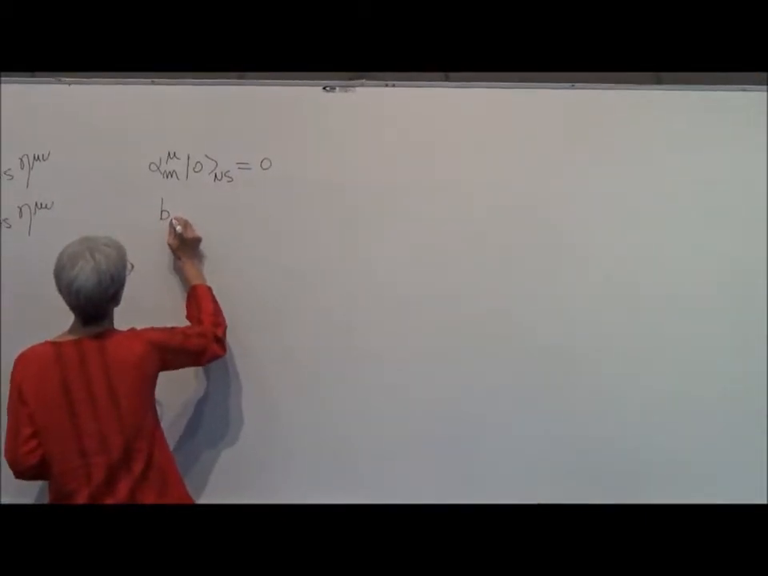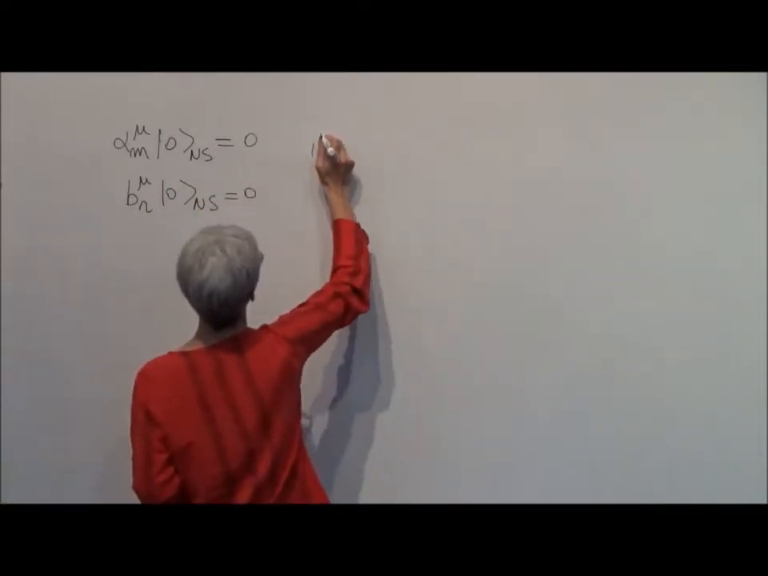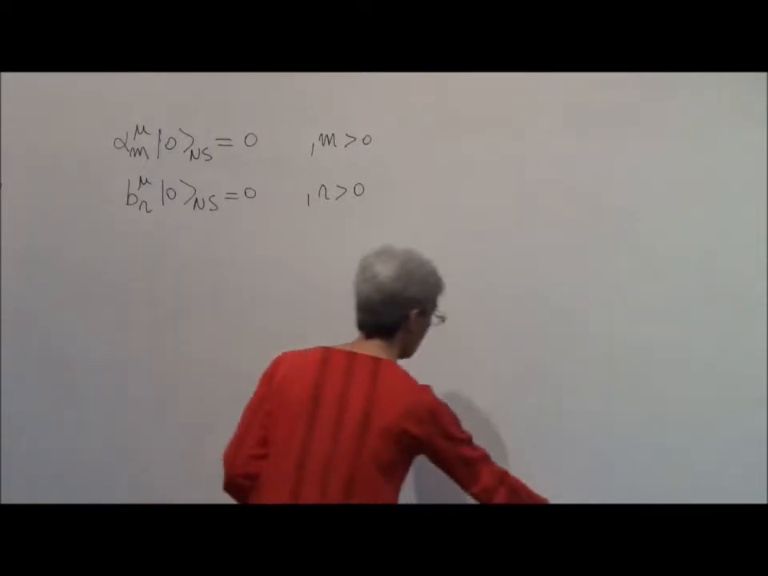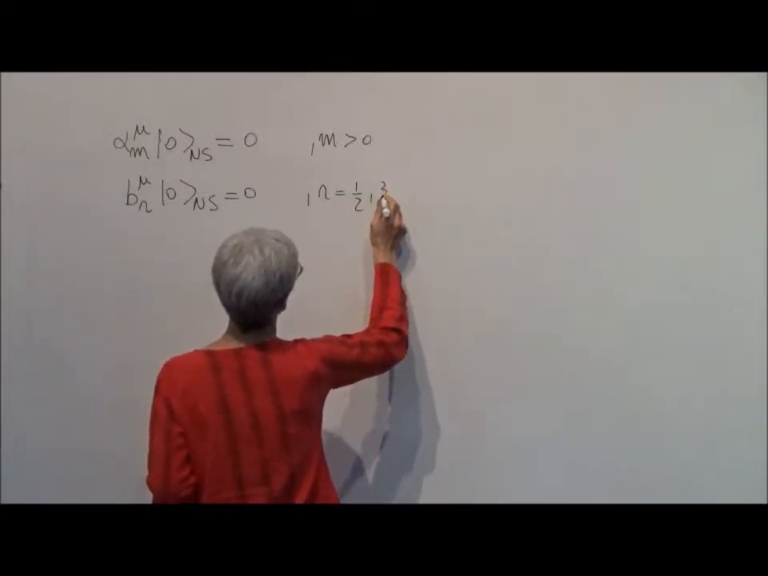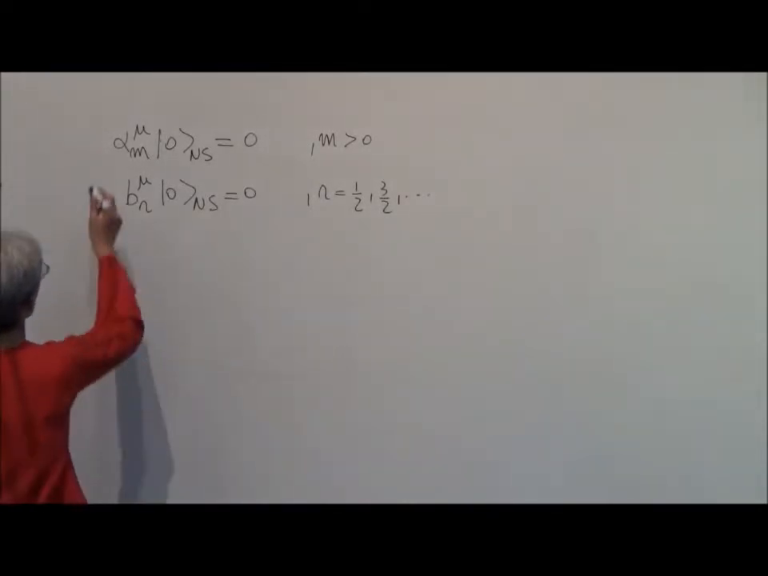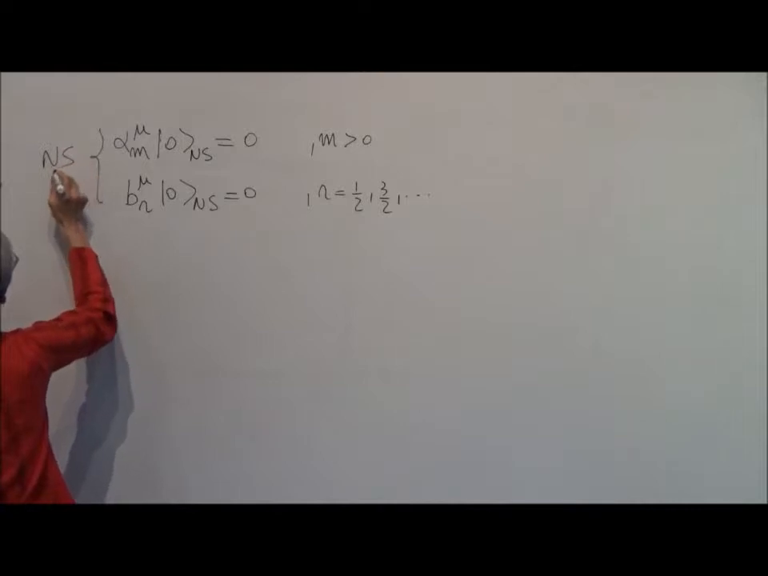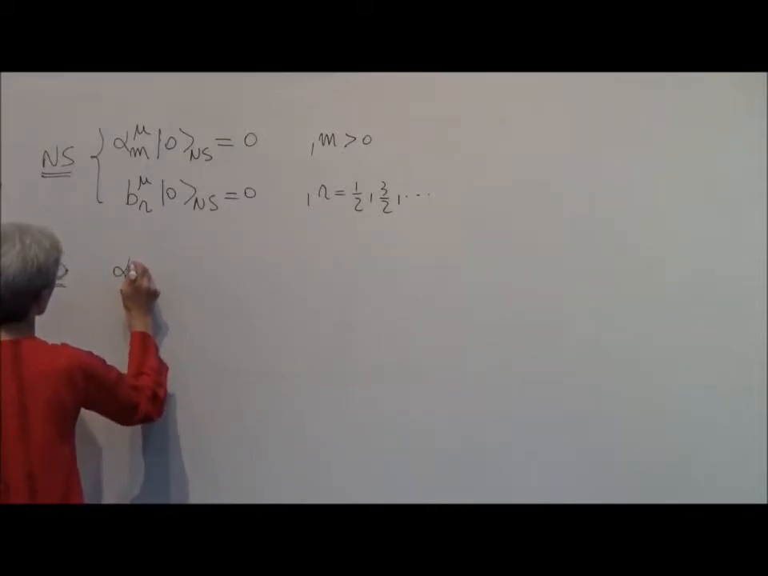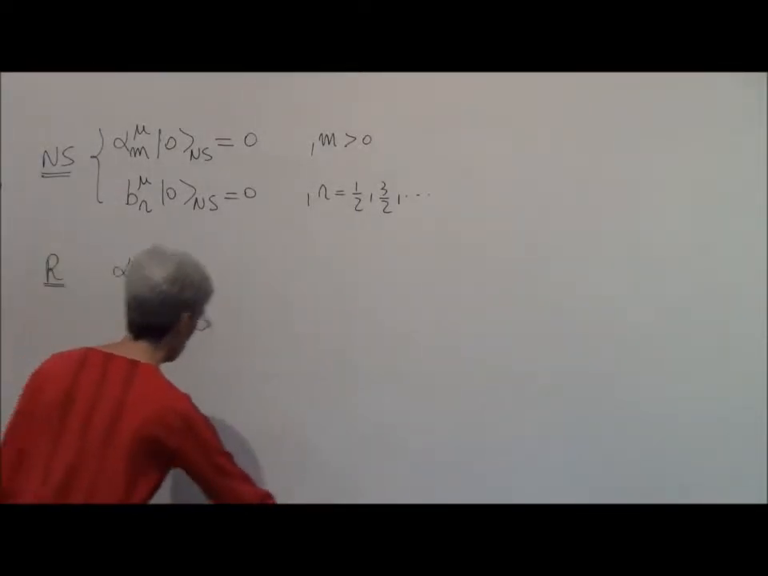will be annihilated by all positive mode operators. Here r is positive, but it takes half-integer values, explicitly. Okay? So in principle there is no problem in the Neveu-Schwarz sector. Now this is Neveu-Schwarz. In the Ramond sector, again, we define the ground state. I will call the ground state A instead of 0. Let's see why.